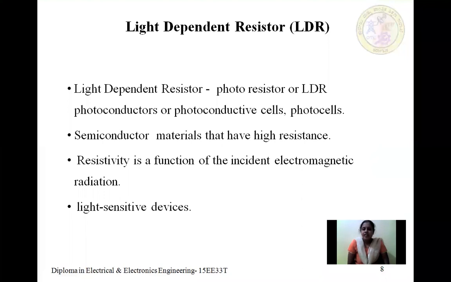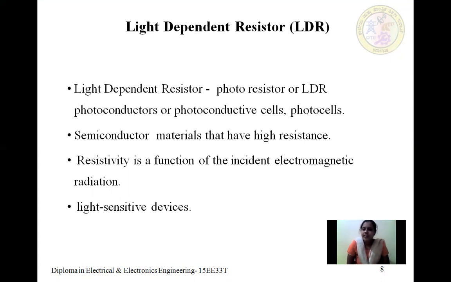Now let me move on to the LDR. LDR is a light dependent resistor. A light dependent resistor is also called a photoresistor, photoconductor or photoconductive cell, or simply photocell. These are certain other names given for the LDR.